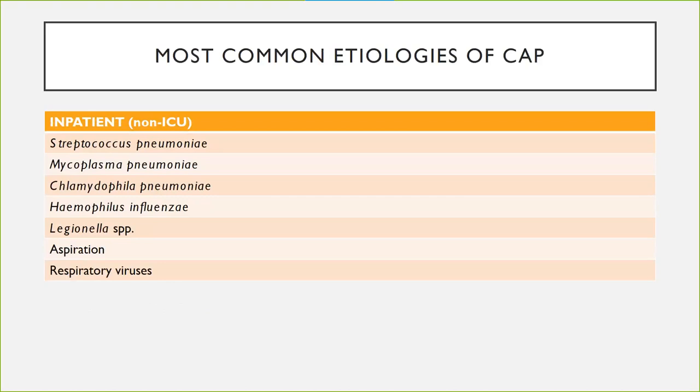In the ICU setting, the spectrum of etiologies is a little bit different. There are more severe cases of community-acquired pneumonia that end up in the ICU. So Legionella is more likely in this situation, as well as aspiration pneumonia. The other pathogens are similar between ICU and non-ICU.